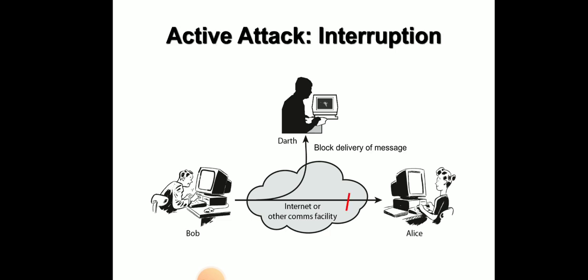Next is active attack. Under active attack, first we are going to discuss interruption. In interruption, Bob sent a message to Alice. The intruder, Darth, is present between Bob and Alice. He blocked the delivery of the message from Bob to Alice. So Alice won't get the message which is sent by Bob. That is called interruption.